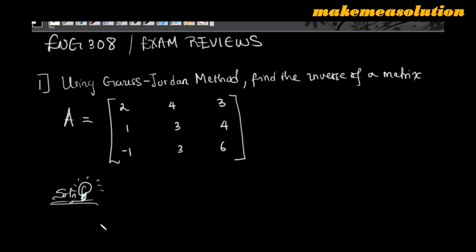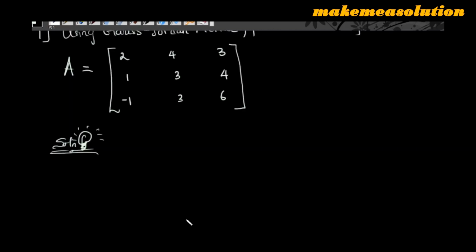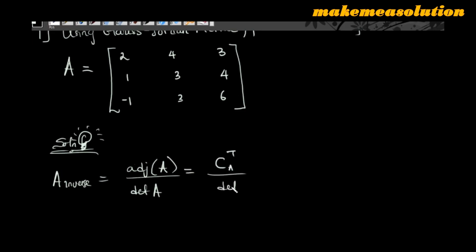Now, I believe you're all familiar with the traditional way of finding the inverse of a matrix. A inverse is equal to the adjoint of A divided by the determinant of A, whereby the adjoint of the matrix A is the cofactors of A transpose, divided by the determinant of A. So this is a very canonical approach of finding the inverse of a matrix.